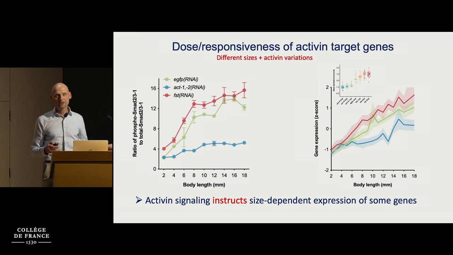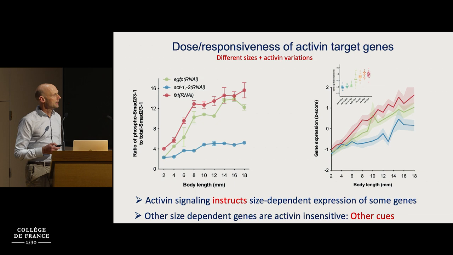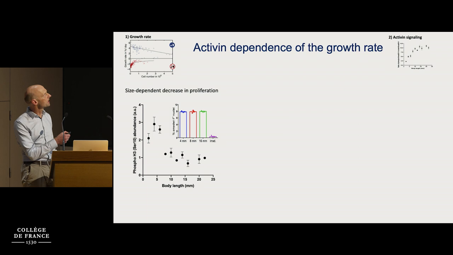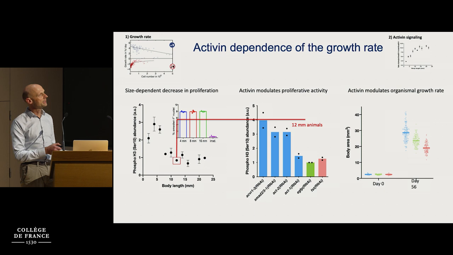Most important question, does this matter? And in order to test this, we first looked at, in analogy to the size dependence of proliferation in the system, the effect of proliferation levels, which themselves are size dependent, on activin. And without going into any details, we can basically show that activin inhibits proliferation. And when we change activin signaling levels, we can change the growth rates of the entire animals and basically abolish the size dependence of the growth rate.